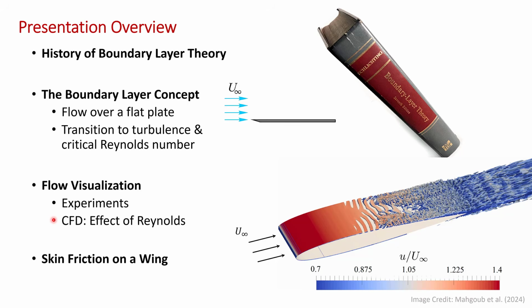And I'll end by relating this concept to the drag force on an aircraft wing caused by the viscous shear stress at the surface, which is sometimes called skin friction. At cruising conditions, skin friction causes about 50% of the total aerodynamic drag for a modern jetliner.